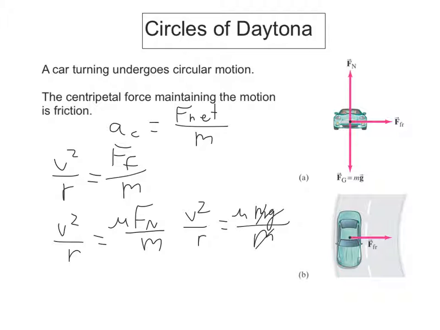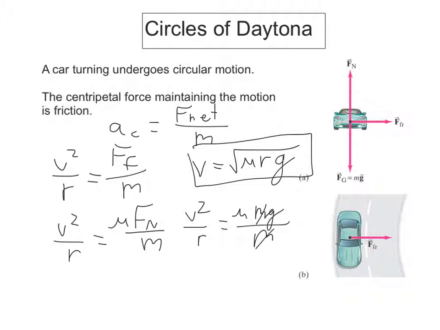And basically what we're left with is saying that the speed the car can go at will be dictated by three things: the acceleration due to gravity, the coefficient of friction, and how wide the turn is, the radius of the turn. And basically, the higher each of those three variables are, the higher speed you can take going into the turn.